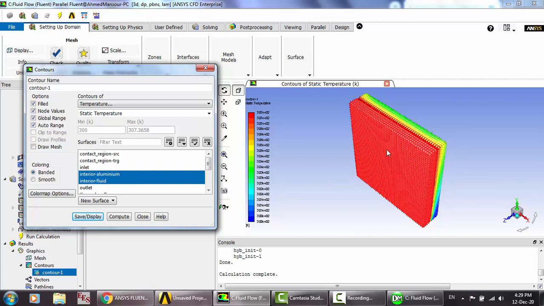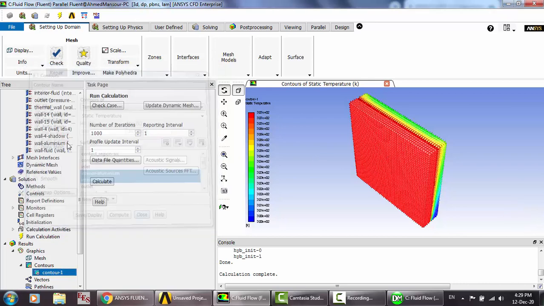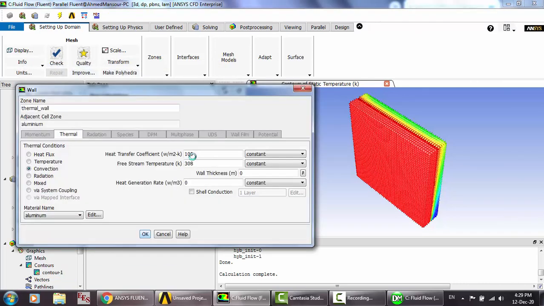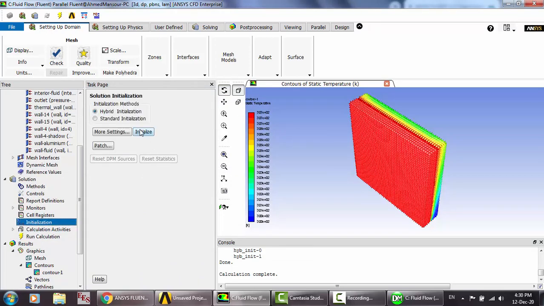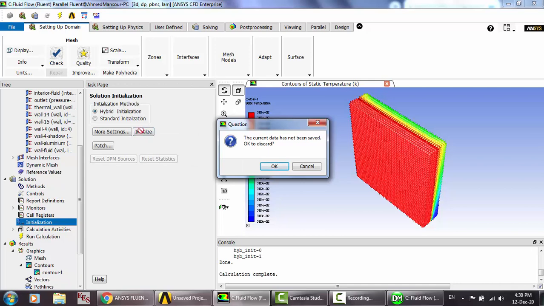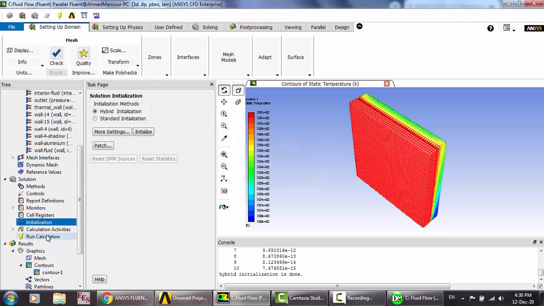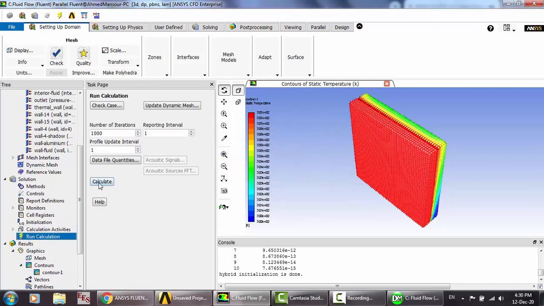will increase the temperature of this surface. So from 10 to 100 we increased the temperature of this surface, but the free stream temperature must be higher than the air duct temperature. Now if we make it 5, remember that at 10 we got 304. So initialize. Okay. Short run calculation.